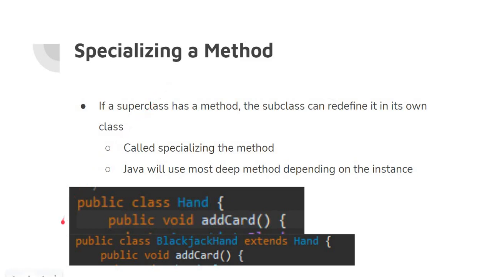For example, public class Hand has a method called addCard, but then you can have public class BlackjackHand that extends Hand, and it will also have addCard, but it can add on to the addCard method and do something different. Like you can have a method called add that adds numbers, but then you have a class that extends it with a different job, and you can change that add method to do something else.